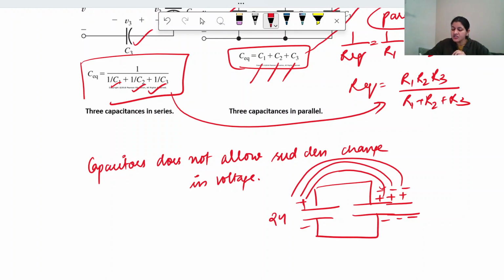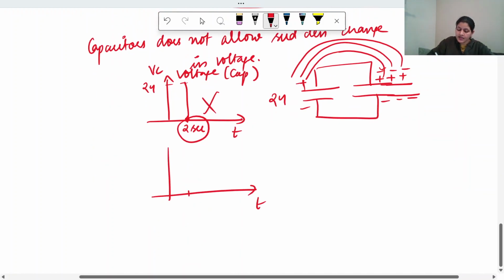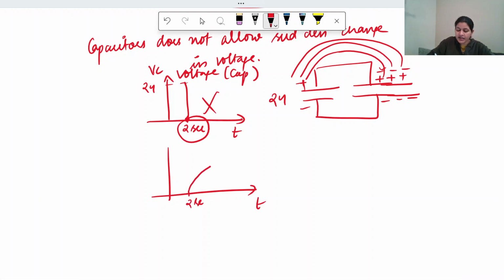But the point is that if this is 24, this is time and this is voltage across the capacitor. If I want the capacitor at t equal to 2 seconds to get charged immediately to 24 volts, then it cannot charge like this, right? So if I want the capacitor voltage VC to be 24 at 2 seconds, this is not possible. Rather, at t equals 2 seconds, VC will start building, and at some point of time it is going to achieve this 24 volts. This is the total time of charging.